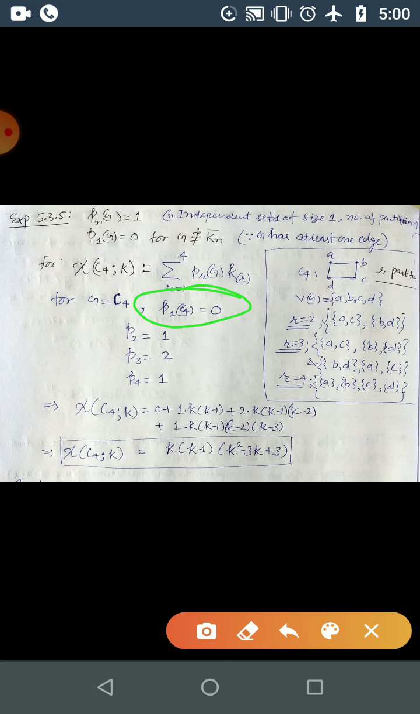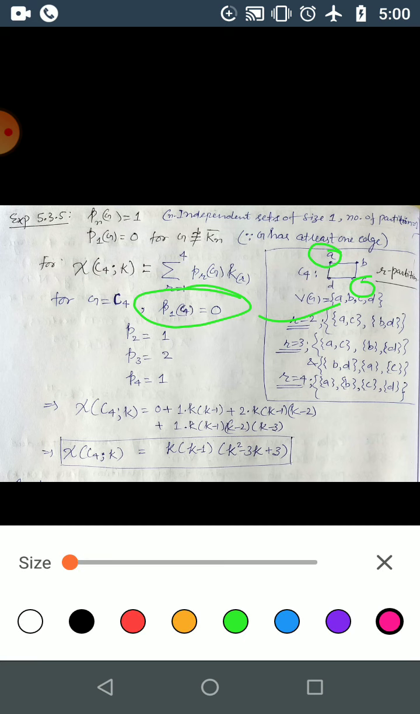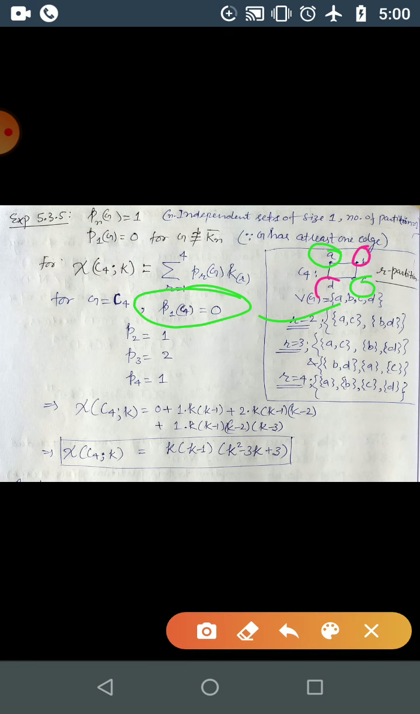So p1 of C4, the number of partitions of 4 vertices into one set, is 0. In two sets, you can take these two vertices in the same set and b and d in the same set, because these are non-adjacent. So whenever non-adjacent, this is the only way, correct? So p2 is 1, this is only one way to partition this, so it will be going into one and into another, correct?